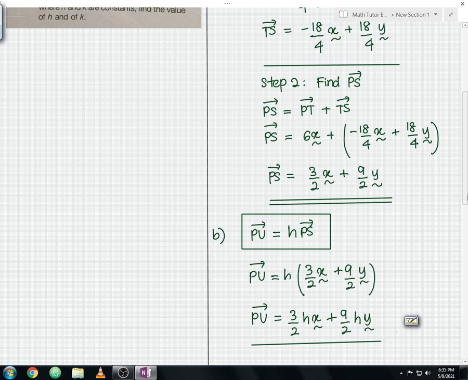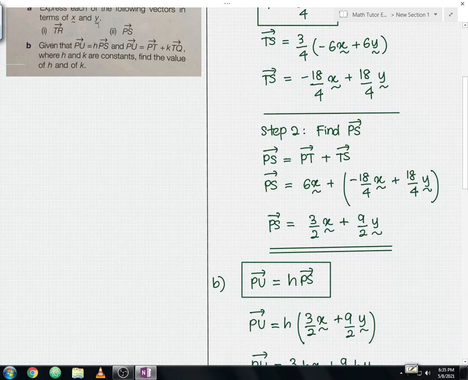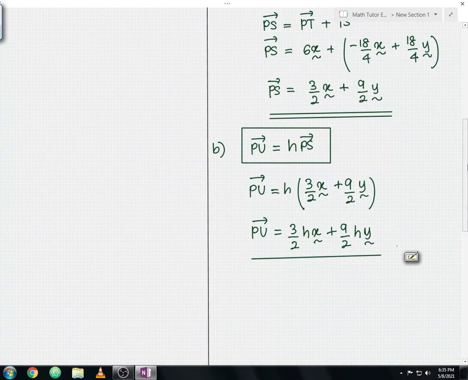Okay, now we're going to proceed with the second relation, which is this one, where vector PU is equals to vector PT plus k times vector TQ. Let us write it over here. Vector PU equals to vector PT plus k times vector TQ. Let me box this relation.